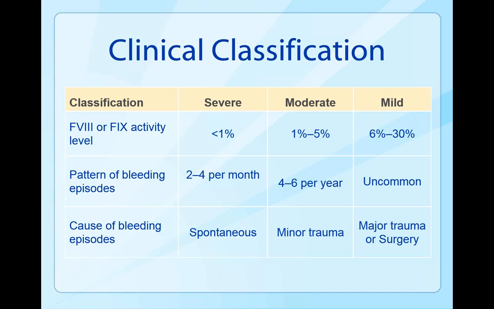On the other hand, if the level is 1 to 5%, you can see that the number of bleeds is much less and usually results from some trauma rather than a spontaneous bleed. And finally, in the mild range of 6 to 30%, bleeding is relatively uncommon and usually the result of either major trauma or surgery. There are variations in this, so that some people with severe disease may not bleed as much, and those with mild forms may bleed more, which is not totally understood. But these are generally well recognized classifications.